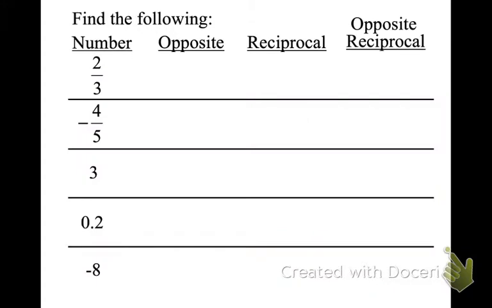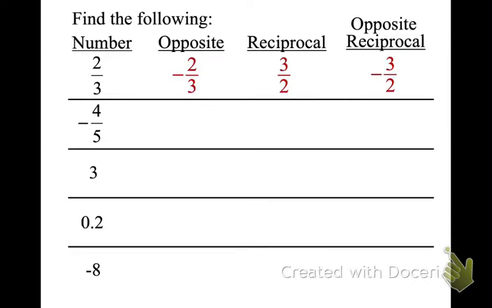All right, so let's practice a little opposite reciprocal so we can figure out our perpendicular lines. So the opposite of 2/3 would be negative 2/3. The reciprocal of 2/3 would be 3 over 2. So the opposite reciprocal would be negative 3 over 2. Okay, you try it. Pause the recording.